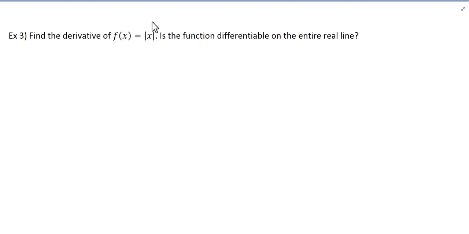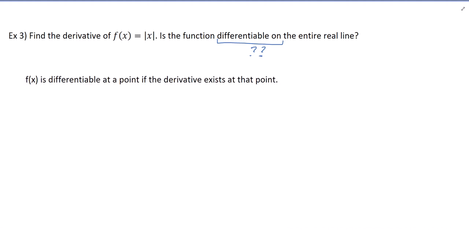In the last video I left with the question, what does it mean to be differentiable? For a function to be differentiable means the derivative exists at a point. So when we're asking if f of x equals the absolute value of x is differentiable on the entire real line, we're asking, is it differentiable at every point of the entire real line? So let's look at the graph of the absolute value.